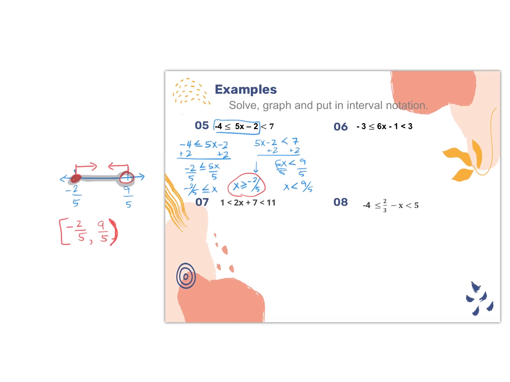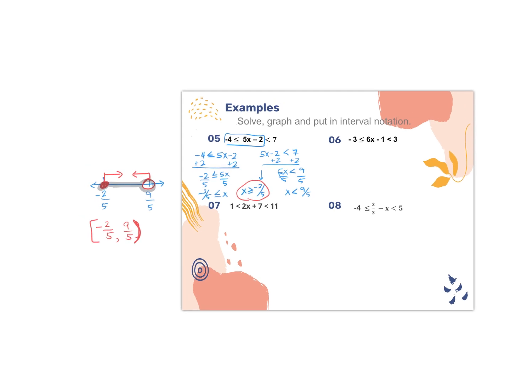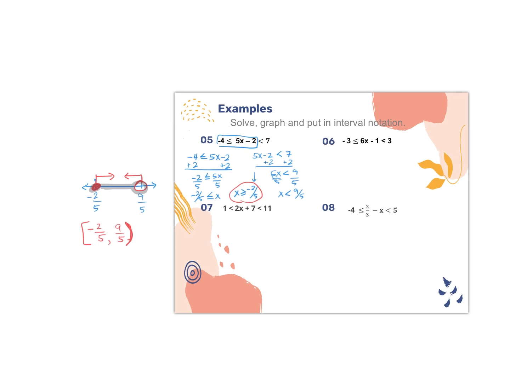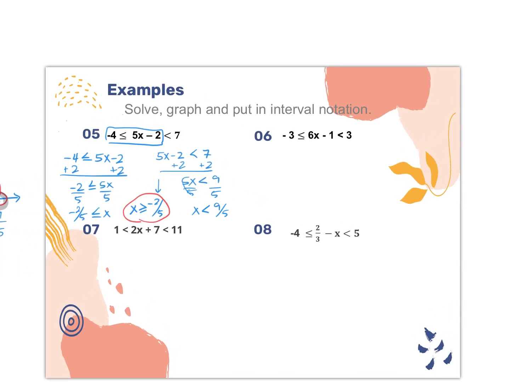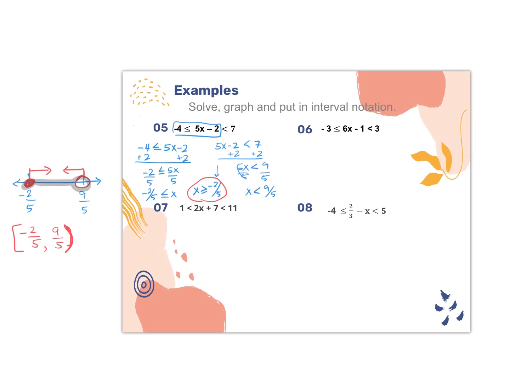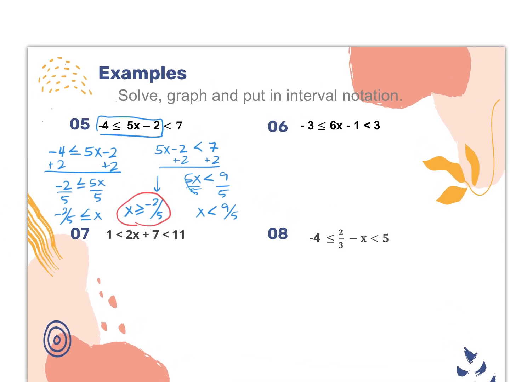Now, a shortcut to this process, I'm going to show you in the next problem, just to show you another way you could do it. Instead of taking this problem, again, this one had this first inequality, and then this second inequality. And that's what I separated out, right?